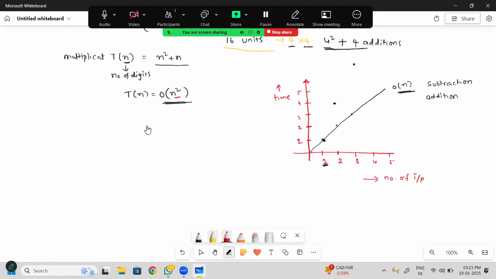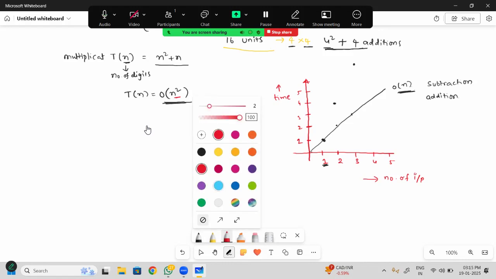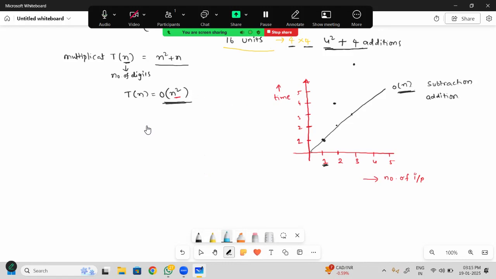I am going to draw this one with another color. So the growth of n square is like this. Okay, so like this it is going exactly. So this is the order of n square line.